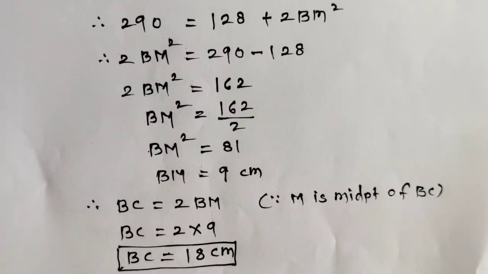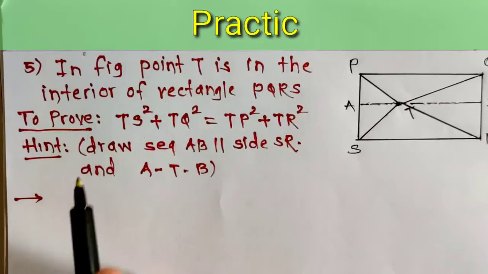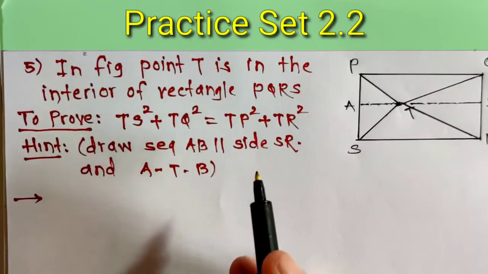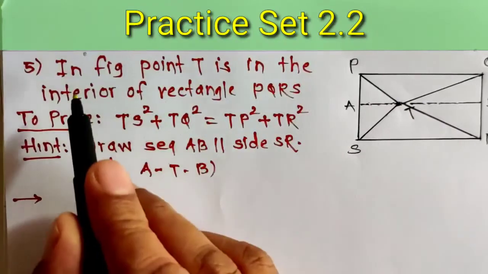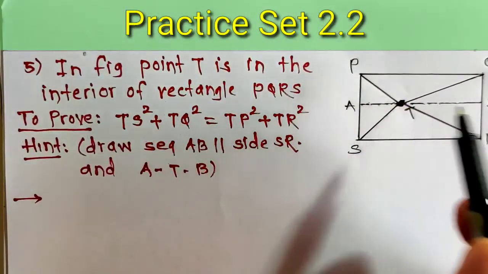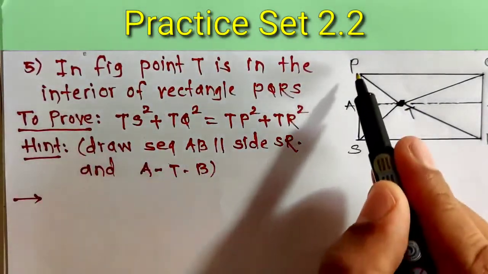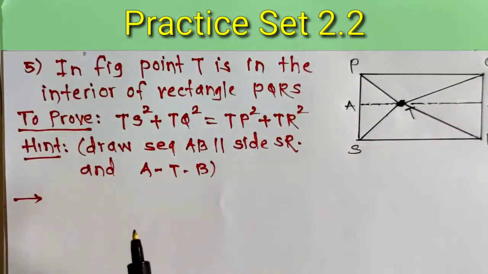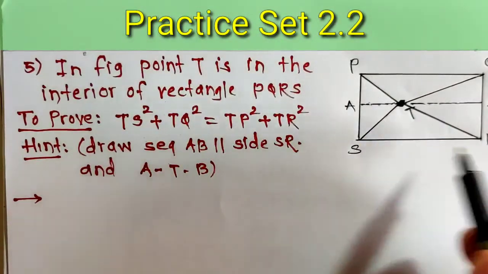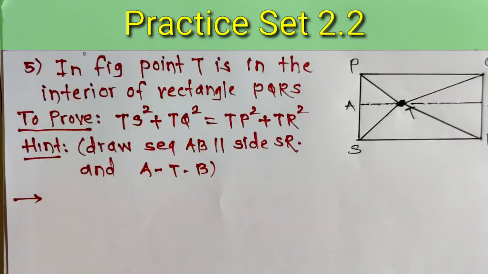Let us see the last sum. Here it is, the fifth sum from practice set 2.2. In figure, T is in the interior of rectangle PQRS. You know the properties of rectangle. Opposite sides are parallel. Second, opposite sides are congruent. And every angle is of 90 degree, means P 90, S 90, R 90.